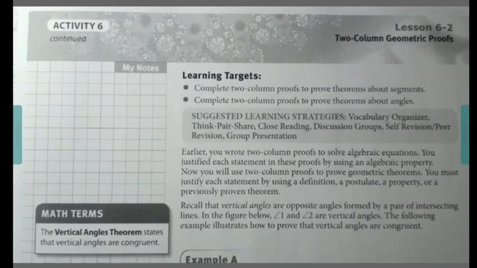All right, today we'll be covering Lesson 6-2, two-column geometric proofs. On the very first slide for today, you had to unpack your learning targets. On the previous slide, you should have seen this paragraph about earlier we wrote two-column proofs to solve algebraic equations, and you should have also found this math term that says vertical angles theorem states that two vertical angles are congruent. Congruent means that they have the same angle measure. Okay?